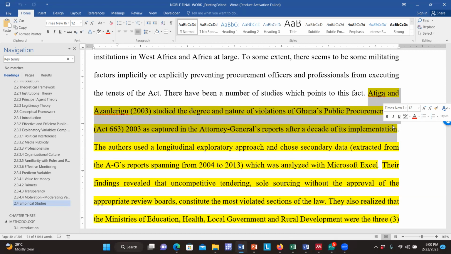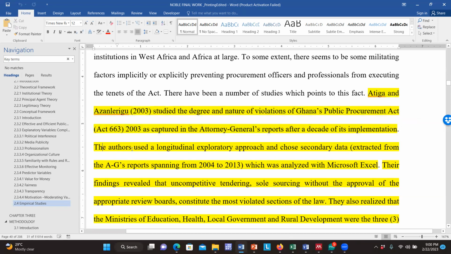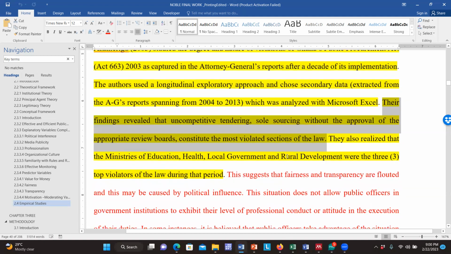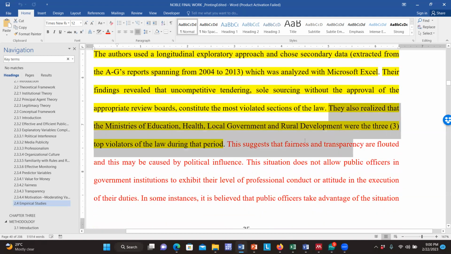So if you are doing that for literature review, you bring the purpose of the study. The purpose is always the topic, right? So you have it here. Now, the next thing is the method. And listen, it said the authors used a longitudinal exploratory approach and chose secondary data. That is the method. The next thing is findings. It said their findings revealed, okay, it talks about findings. It said that they also realized other findings. Okay, the last part is, and so what?